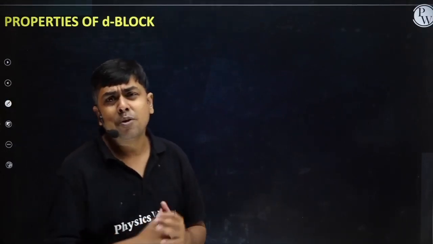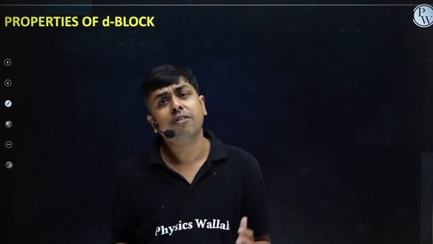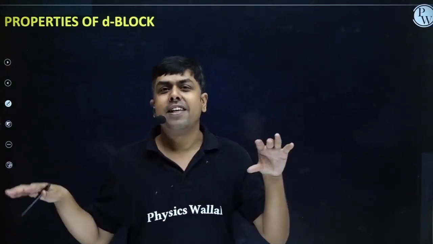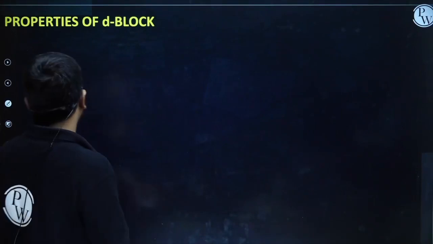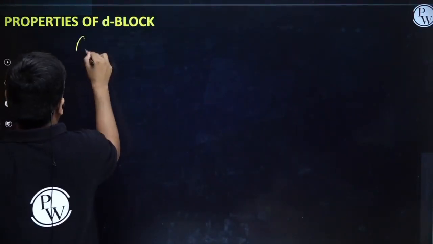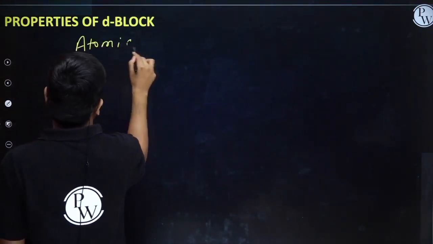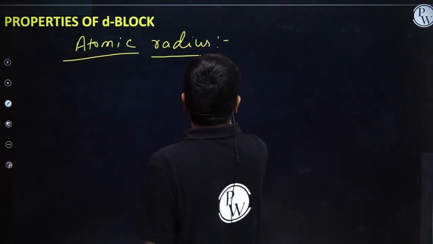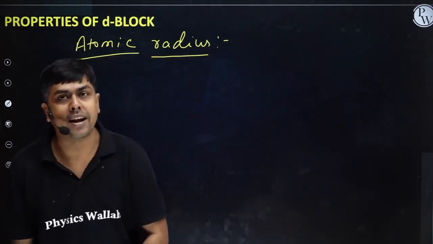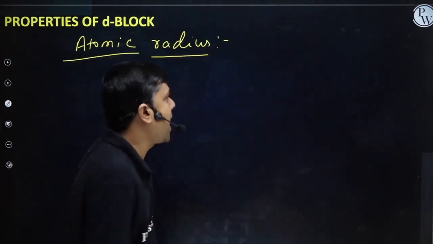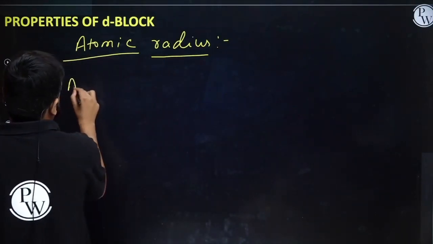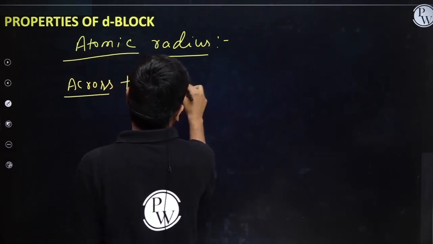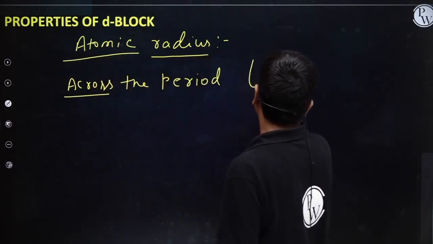Students, now it's time to discuss periodic properties of D block elements. The first property I am going to discuss is variation in atomic radii, the trend in atomic radius. Let's first talk about the variation in atomic radii across the period, as we move from left to right.